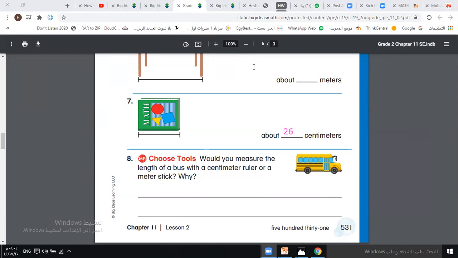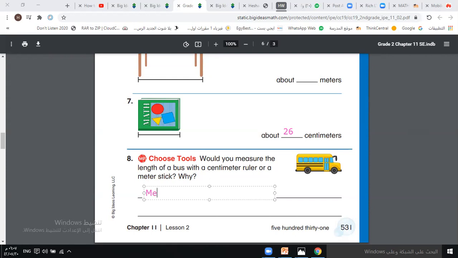I'm fine, thank you. Abdurrahman, to get the length of the bus, not this bus, we are speaking about a real bus. To get the length of a real bus, is it easier to use a centimeter ruler or a meter stick? Meter stick. Meter stick, that's right, because it's very long, so it's easier to use a meter stick. So let's write here meter stick.